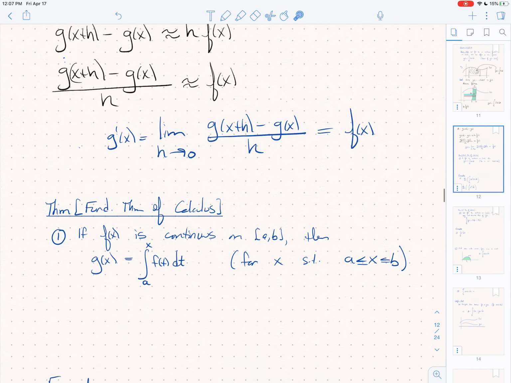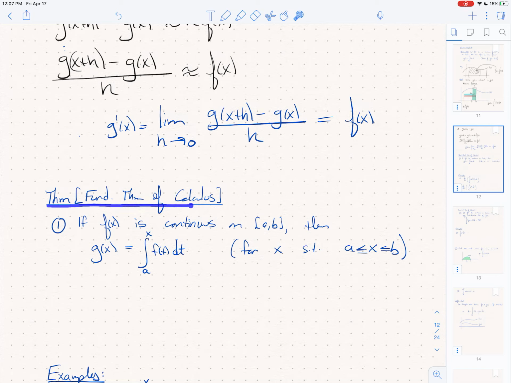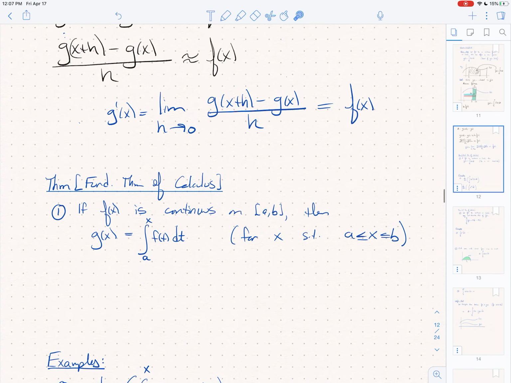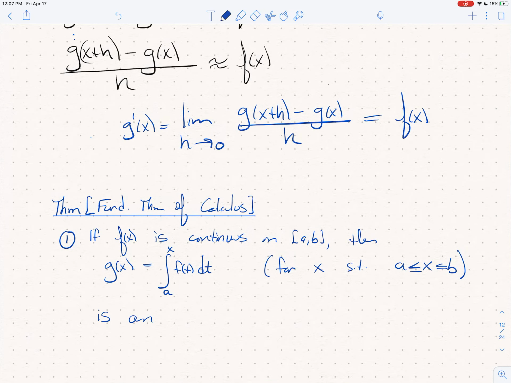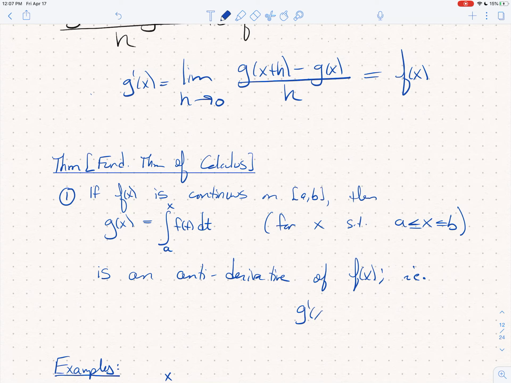That's what we discovered, and actually that has a name. This is called the Fundamental Theorem of Calculus, Part 1. And yes, there's more than one part. Here's what it says. If f is continuous on a closed bounded interval, then this function g of x, defined in this way as the integral from a to x of f of t dt, is an antiderivative of f of x. What are we really saying? g prime of x is just f of x.